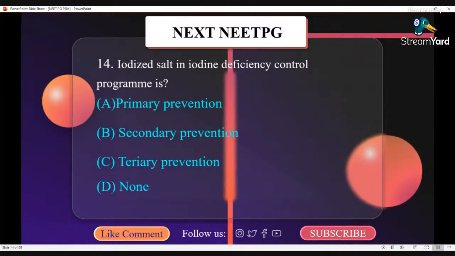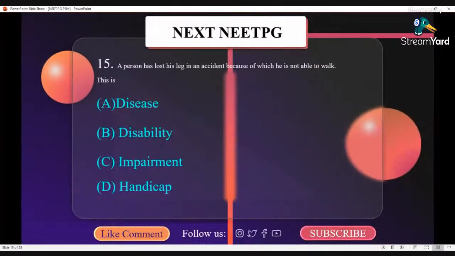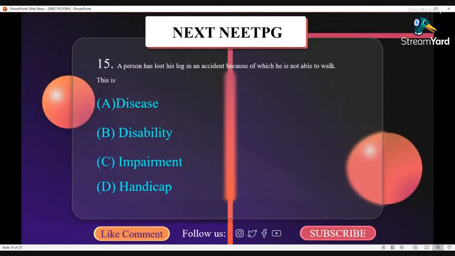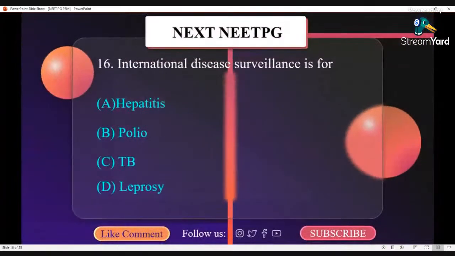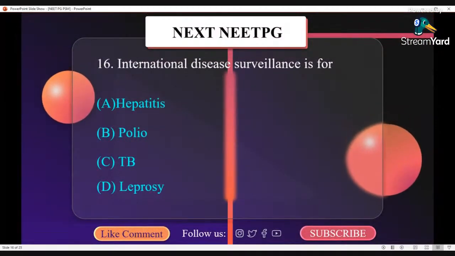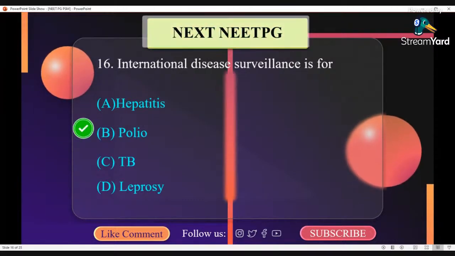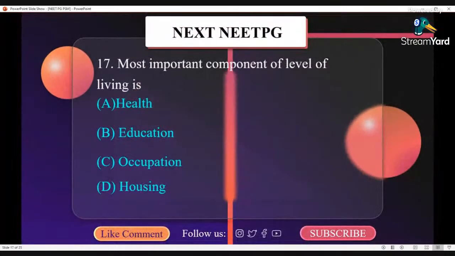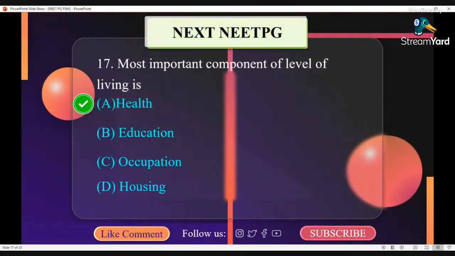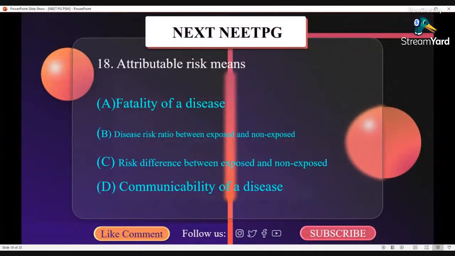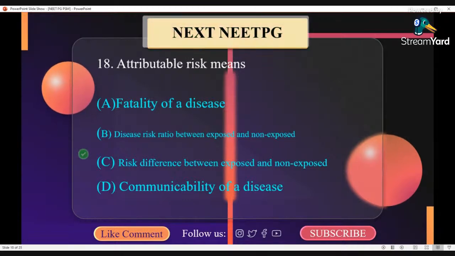Iodized salt in iodine deficiency control. This is primary prevention. A person has lost his leg in an accident because of which he is not able to walk. This is a disability, B. International disease surveillance is for A, hepatitis B, B, polio, C, TB, D, leprosy. Correct answer is B, polio. Most important component of level of living is A, health. Attributable risk means risk difference between the exposed and non-exposed. The correct option here is C.